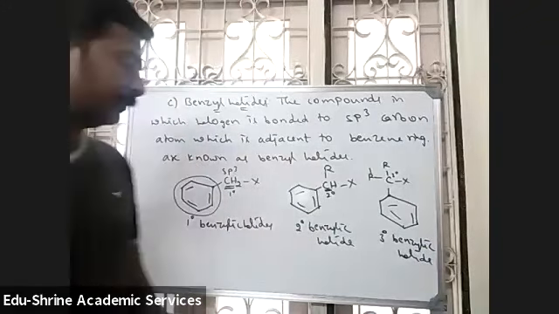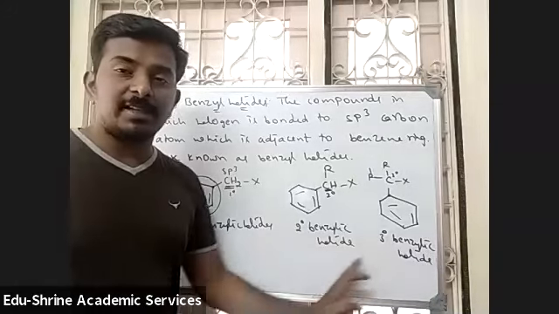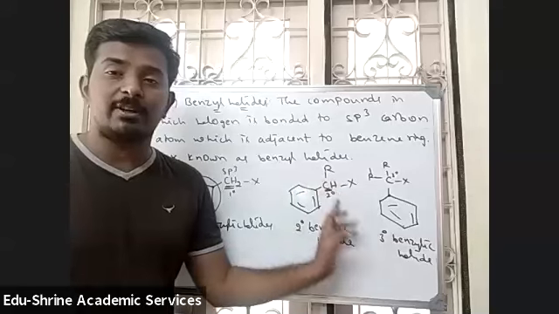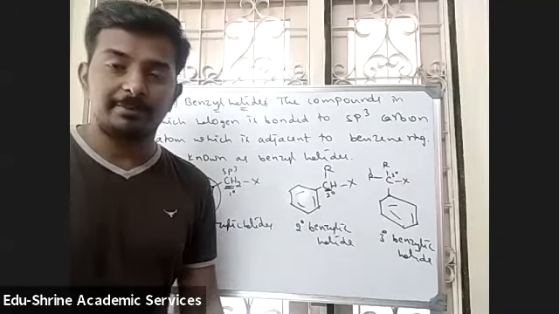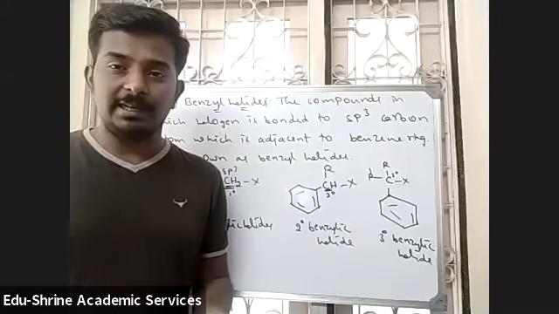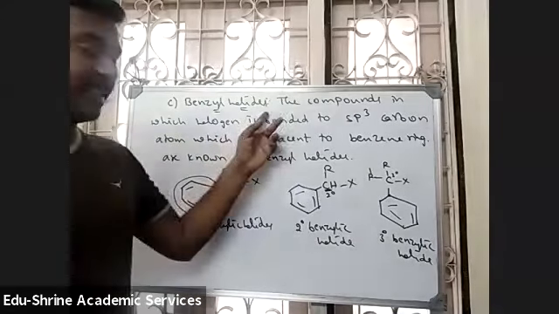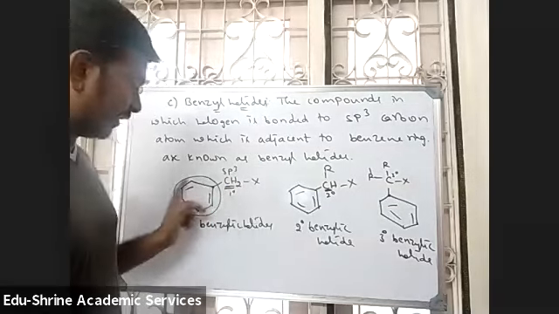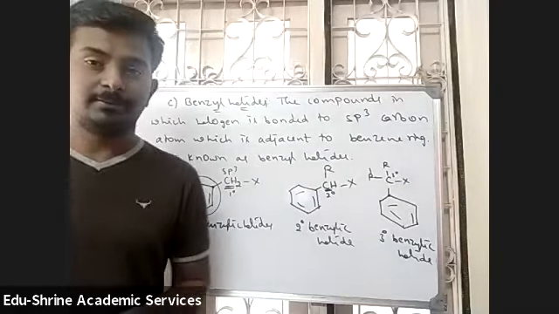Whenever it is primary, secondary or tertiary, you just see whether the halogen is attached to a primary carbon atom, a secondary carbon atom, or a tertiary carbon atom. That's it, whether it may be benzylic, alkyl, or allyl. Benzylic halides means the halogen will be attached to an sp3 carbon atom, which is in turn attached to a benzene.